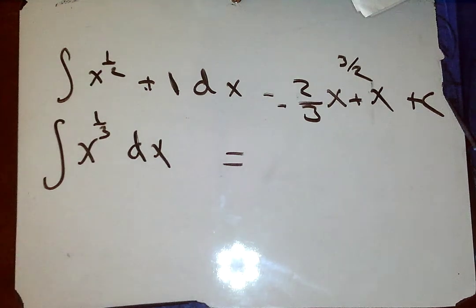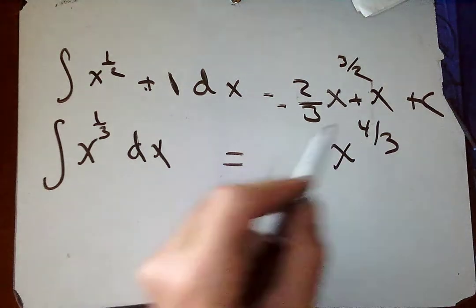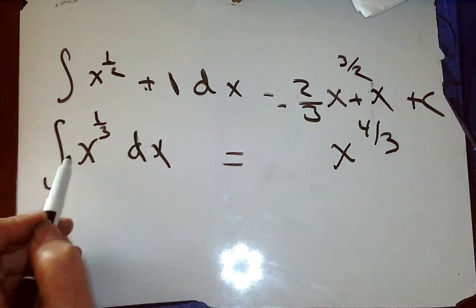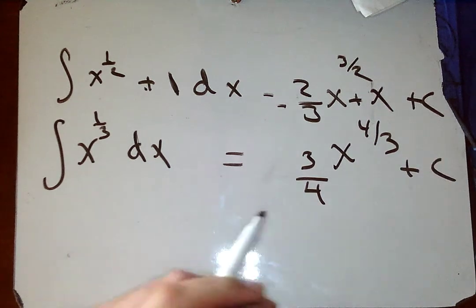Okay. So, did you end up with x to the 4/3? And what did you do? Because then that 4/3 comes down. There's no 4/3 there. That's right. That's got to be a 3/4 plus c.